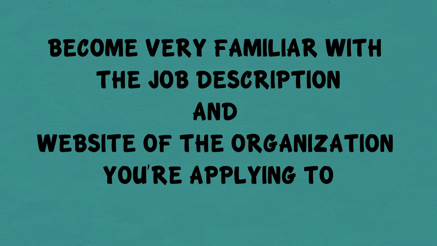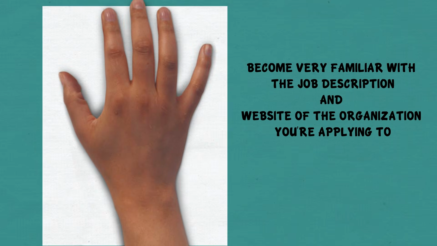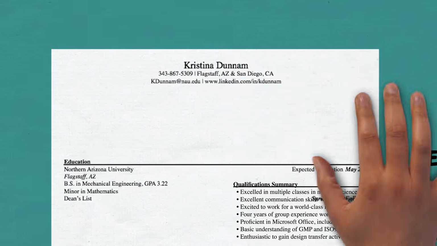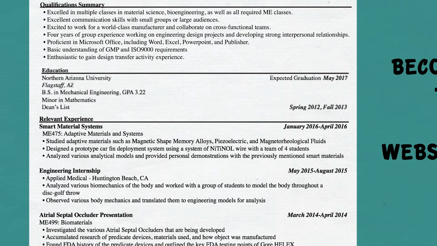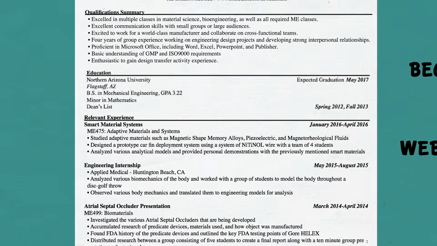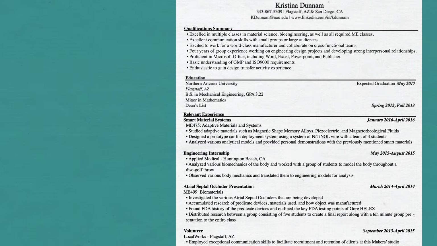The absolute best advice we can give you is to become very familiar with the job description and website of the organization you're applying to. Then, use these to draft a customized resume for that position by modifying the summary of qualifications and bullet points in your relevant experience section of your resume to address the skills you have that they've identified as needing. This is what it means to customize your resume.